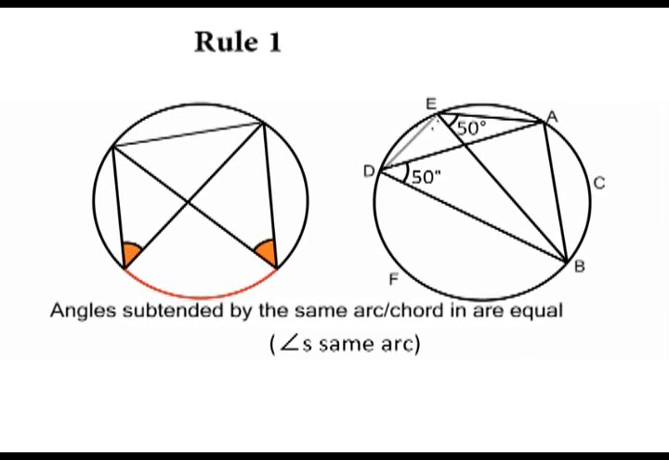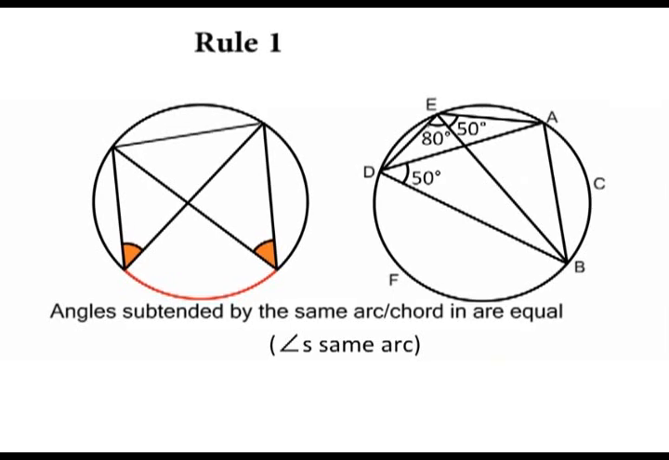If we had a chord connecting DE, we can now see 2 of the angles subtended by that chord BD, or the arc BFD if you like. So if we had 80 degrees here, this angle here will also be 80 degrees because both are subtended by the same chord.